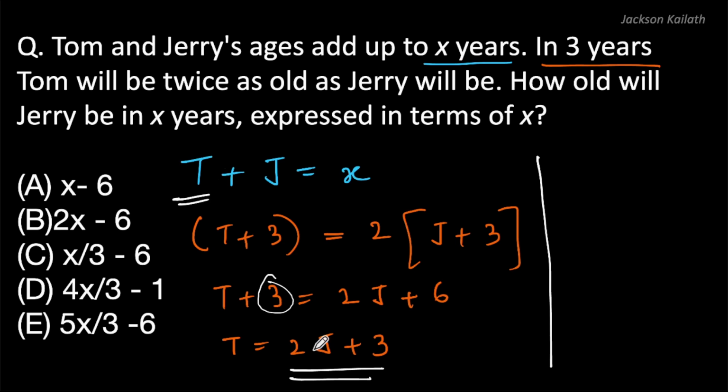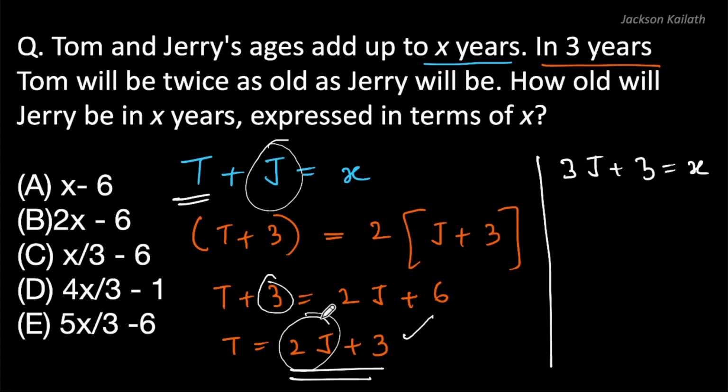So let's substitute over here 2J plus 3. So we get 2J plus 3 plus J is equal to X. So we are going to substitute that. So we get 2J plus 3 plus J. So over here 1J is there and then you have 2J. So that's how we are getting 3J over here plus 3 is equal to X.